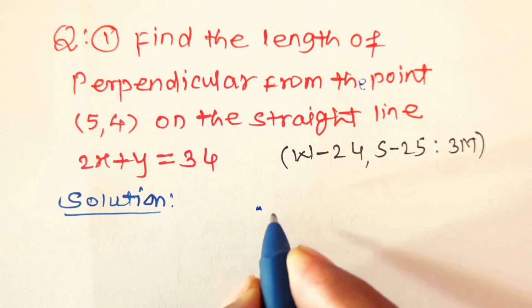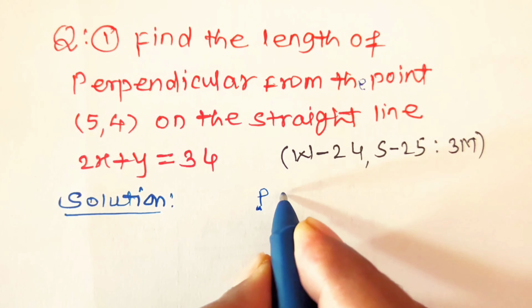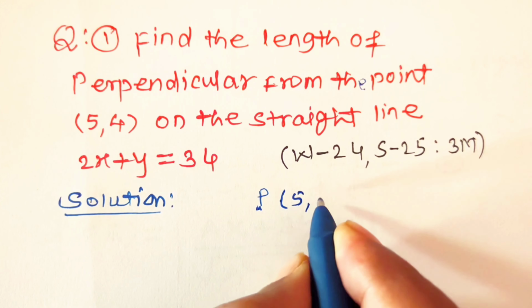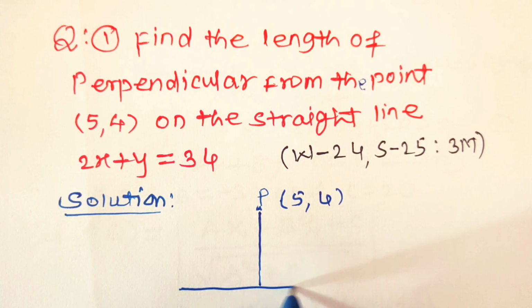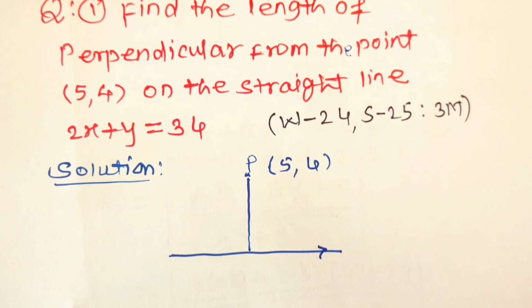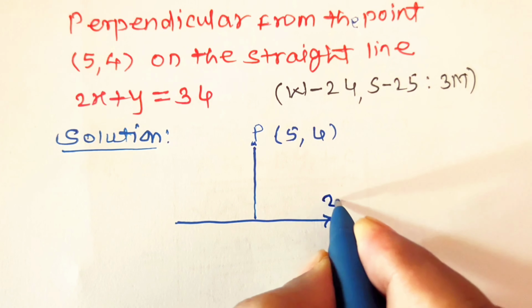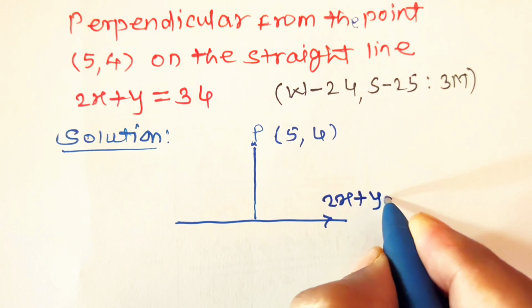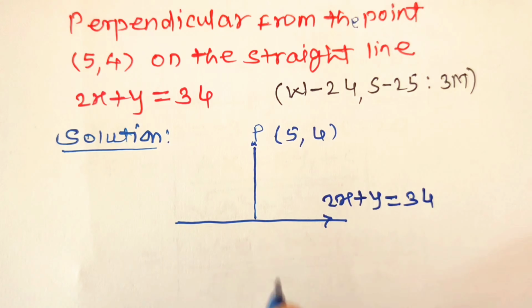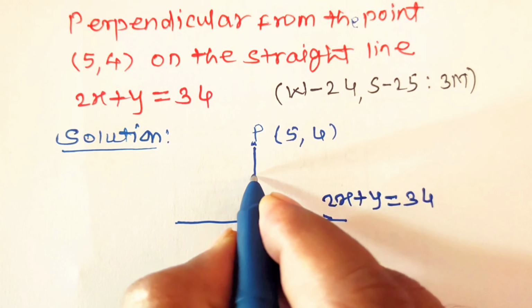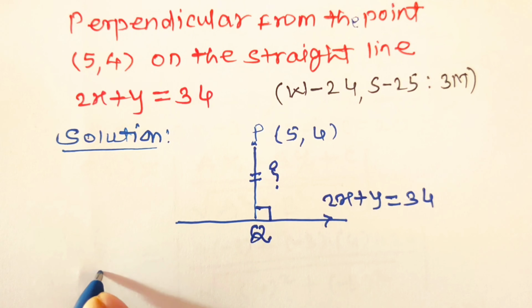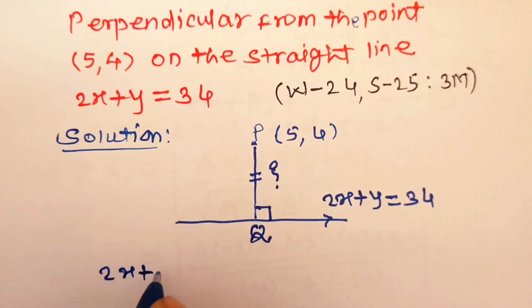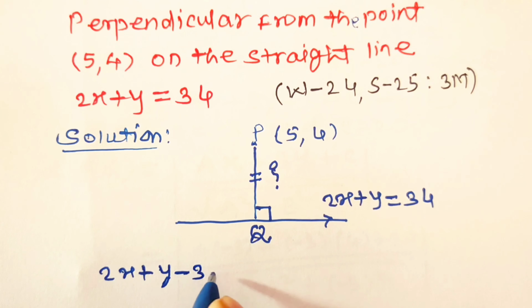Given point is (5, 4). Let us consider this point as point P. Now, draw a perpendicular from point P on a line, and the equation of this line is 2x + y = 34. Now, the point lying on the straight line is Q. Then PQ is perpendicular to the straight line 2x + y = 34.